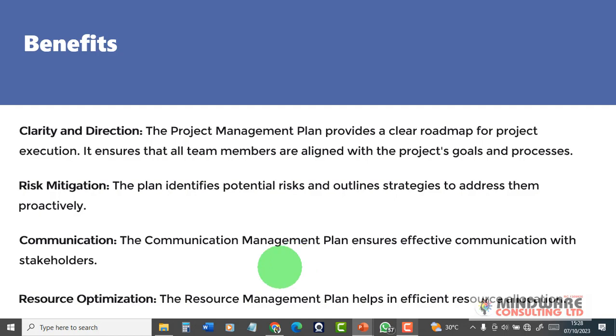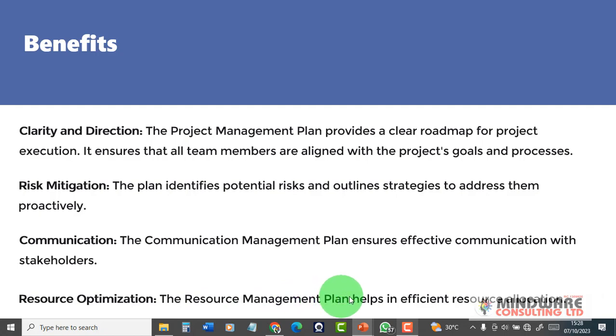And last but not the least, we have resource optimization. The resource management plan helps in efficient resource allocation. So here now you are seeing another type of plan that you can find within the project management plan. So this one is called the resource management plan.